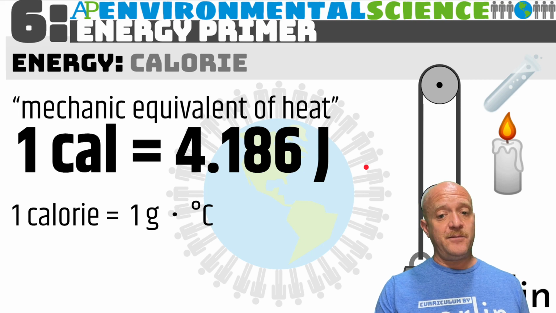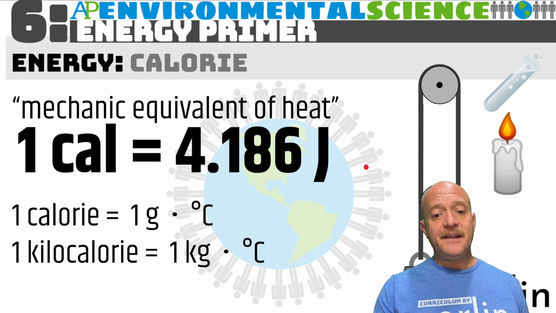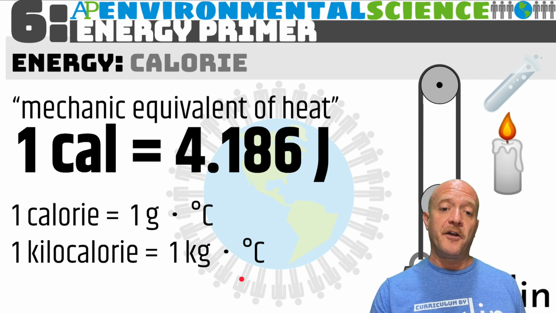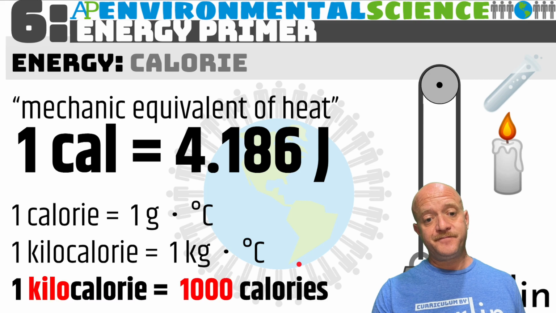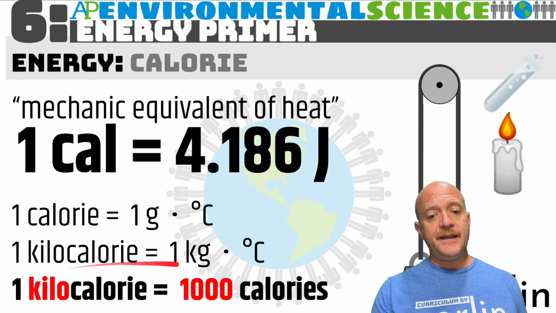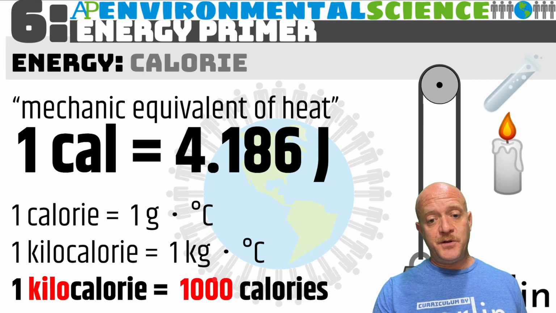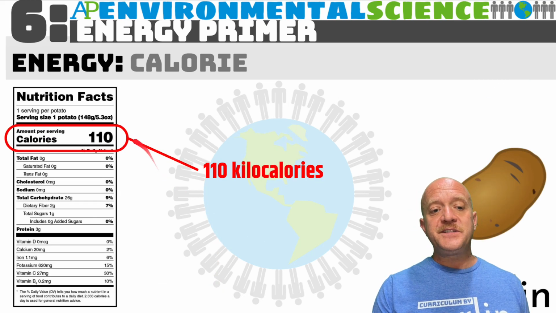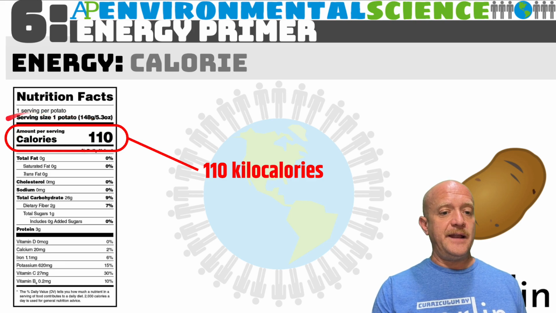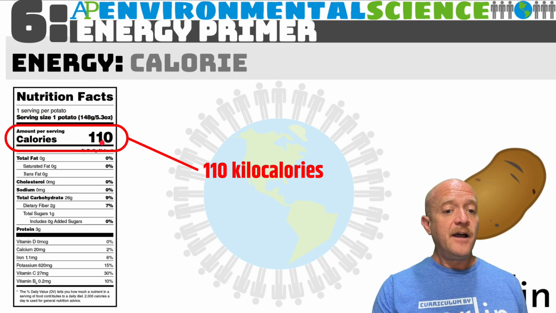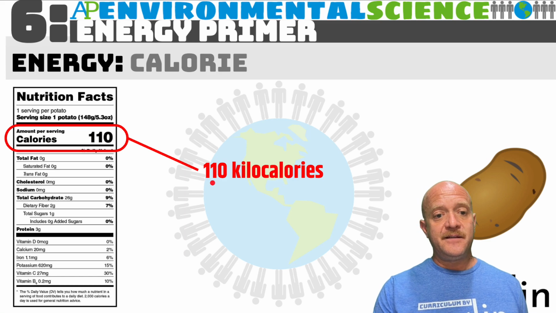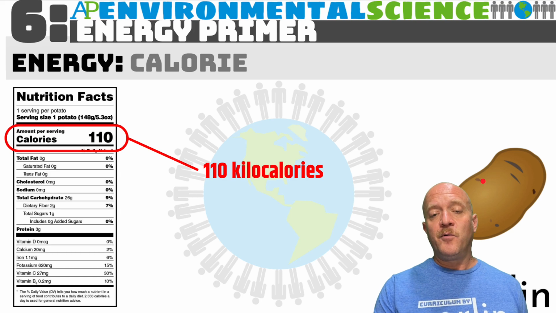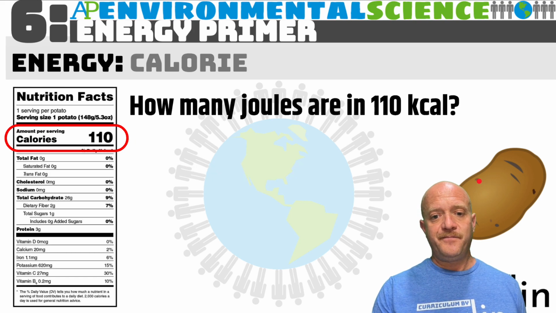If you have your old reference table, pull it out, look at it. And a kilocalorie is how much energy it takes to raise 1 kilogram of water 1 degree Celsius. So a kilocalorie is the same thing as 1,000 calories. You know that because you understand your metric units. Now, when you see Calories on our nutrition label, that is actually kilocalories. So a potato, for example, might have 110 Calories. Well, we're really measuring kilocalories.